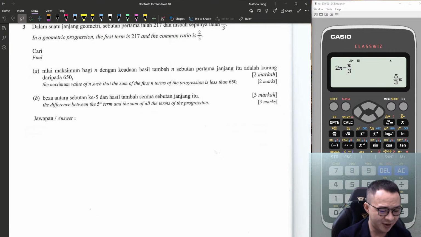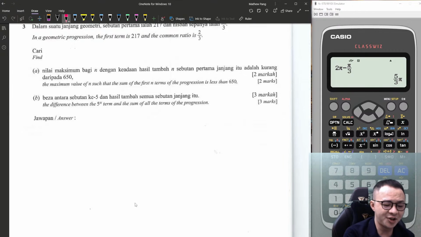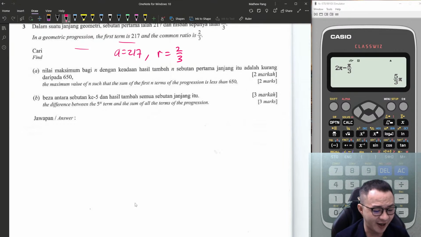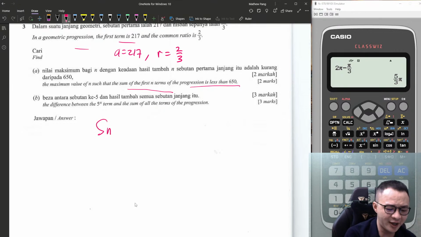All right, this question I think should be fine, maybe. Okay, we have a geometric progression. a is given 217. Common ratio r is given 2 over 3. Find the maximum value of n such that the sum of the first n terms of the progression is less than 650. Maybe it's a log question, I don't know. Sn should be less than 650.